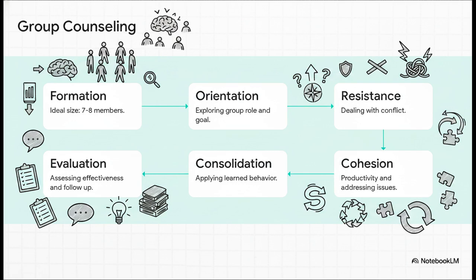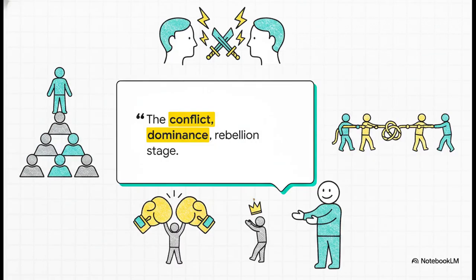Any larger, and you lose that sense of intimacy. After formation comes orientation and exploration, which builds up to a very tricky, totally inevitable stage called dealing with resistance. That's followed by cohesion and productivity, consolidation, and finally, evaluation and follow-up. The absolutely crucial turning point in group therapy is navigating that 3rd stage, dealing with resistance.